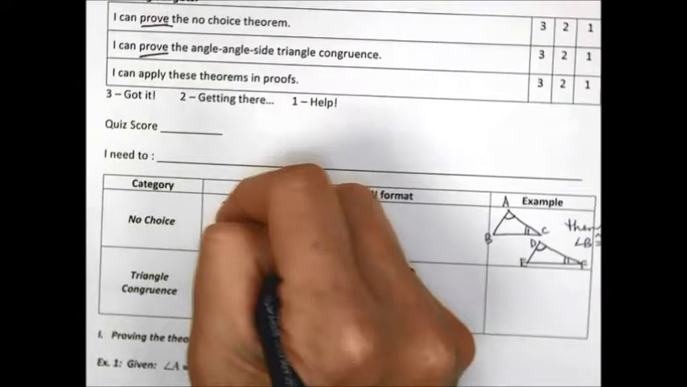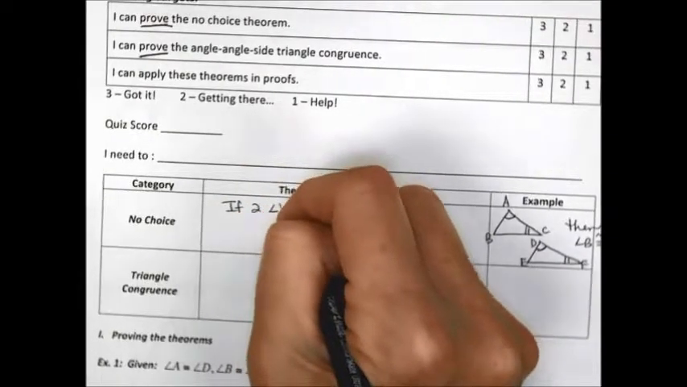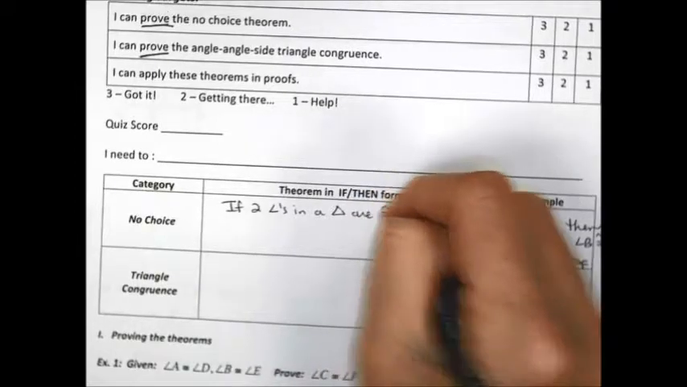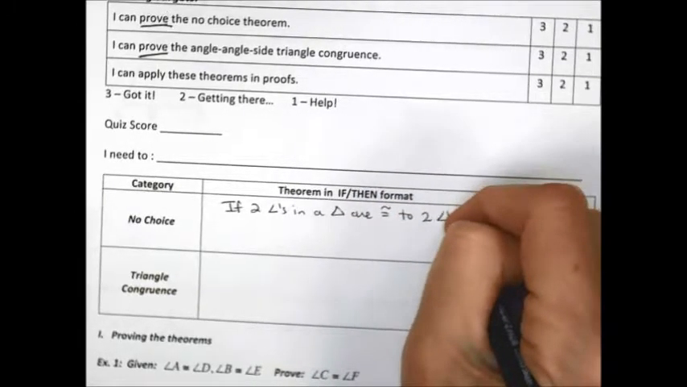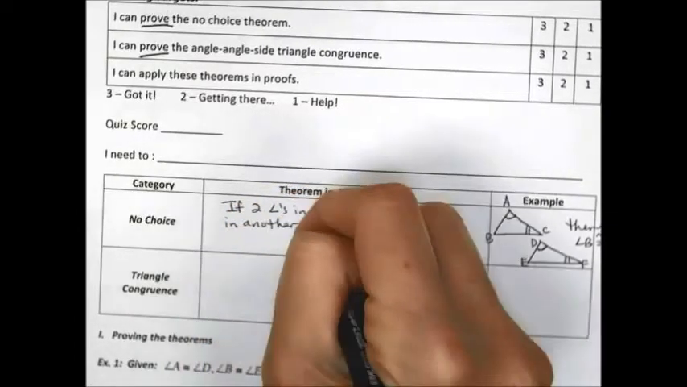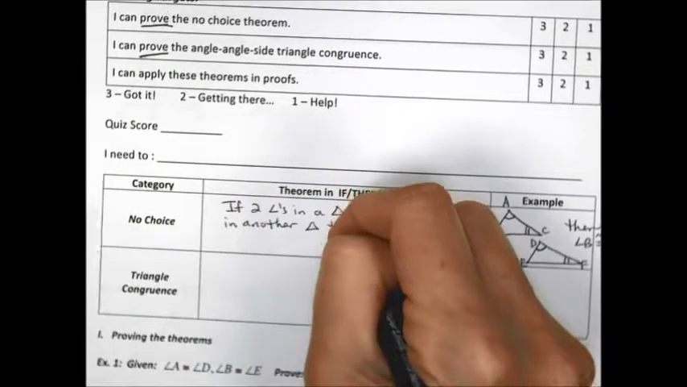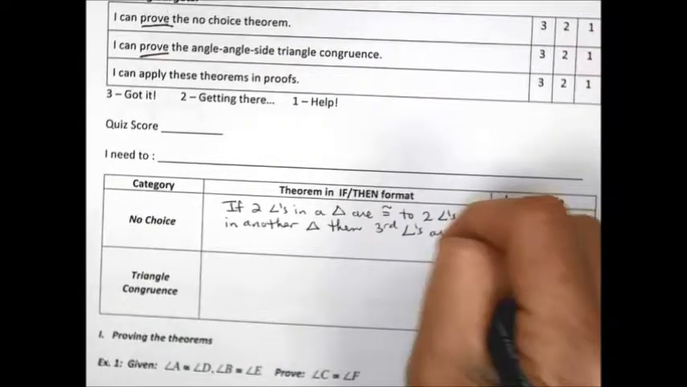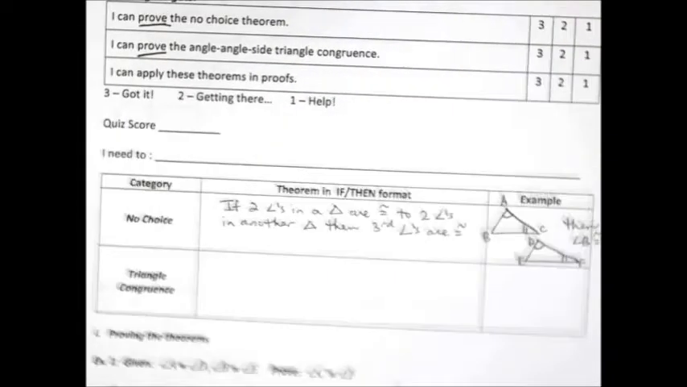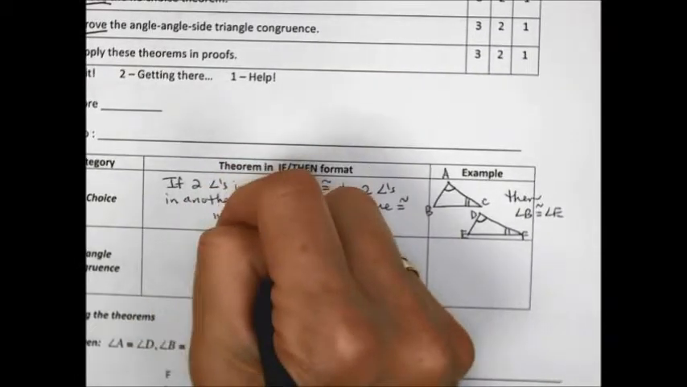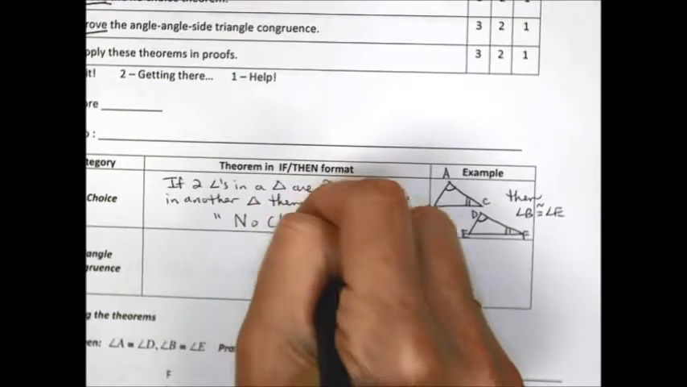So let's write it out this way. If two angles in a triangle are congruent to two angles in another triangle, then the third angles are congruent. I'm not going to make you write all that out when you want to say it. I'm going to let you just call that the no choice theorem.